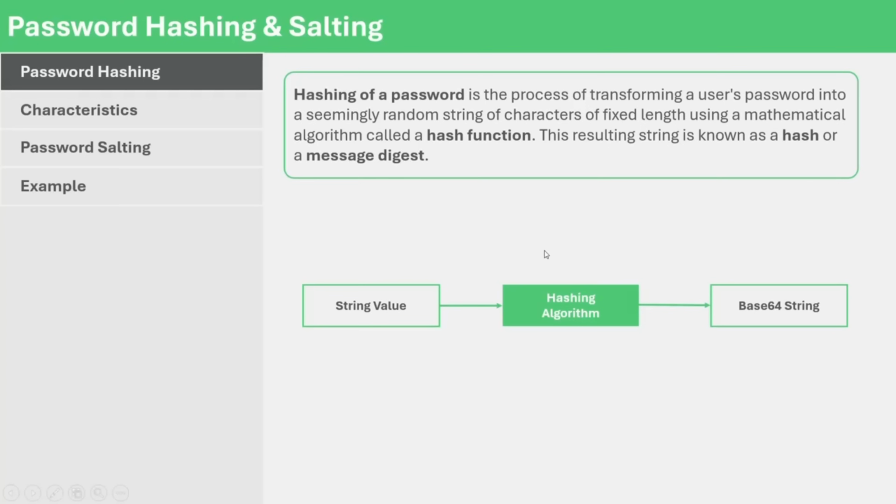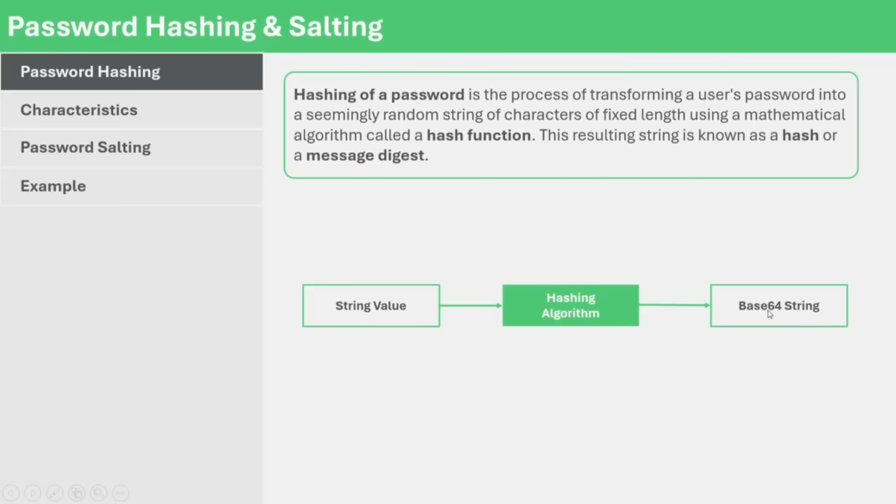So basically, we will have a hashing algorithm. We pass a string value to this hashing algorithm. A password is also a string value which contains alphanumeric characters, special characters, etc. So basically, it is a string value. That string value, when it goes through the hashing algorithm, generates a base 64 string of fixed length. That base 64 string, we can either call it a hash or a message digest. Generally, we call it a hash.